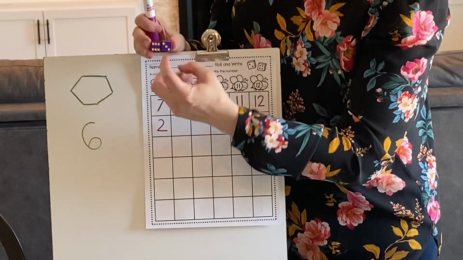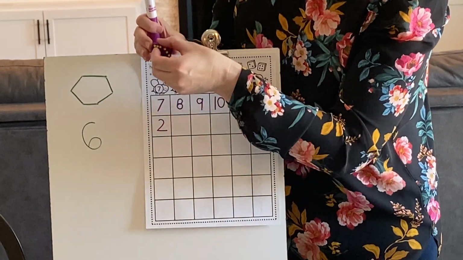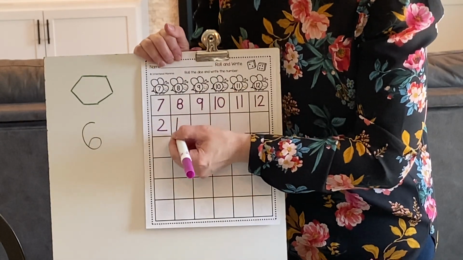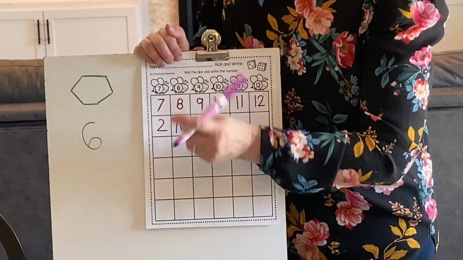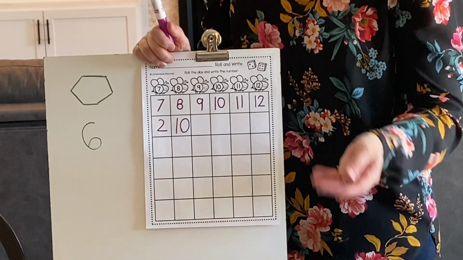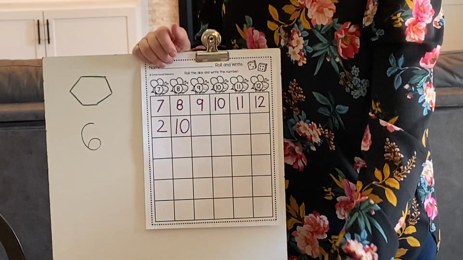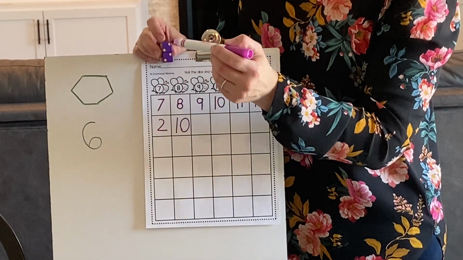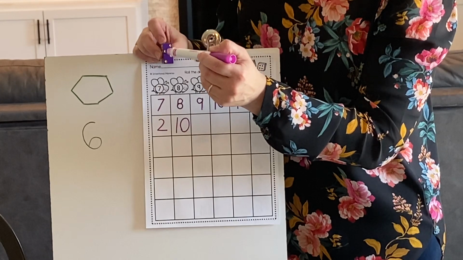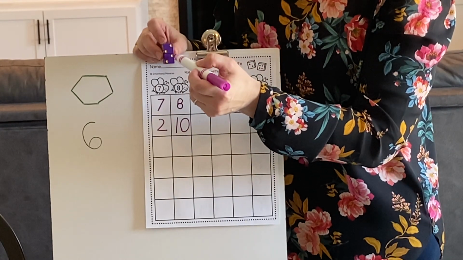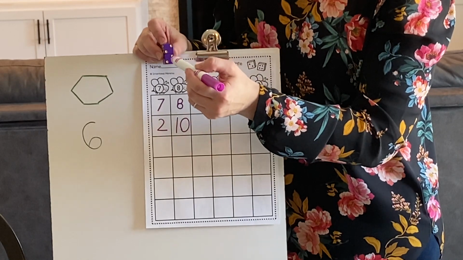I'm going to keep going. 8, 9, 10. Oh, so there's our number 10. And number 10 is a 1 and a 0. Okay, I'm going to roll again. And, oh, just like with number 2, I have 2 dice that have the same number. A 1 and a 1... and a 2 and a 2. 2 plus 2 is 4.